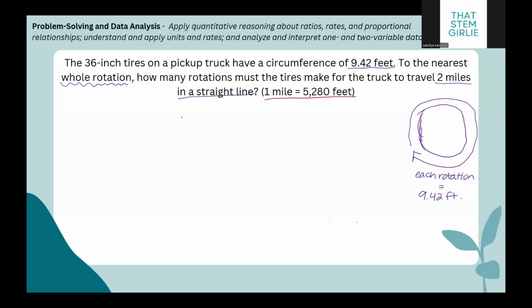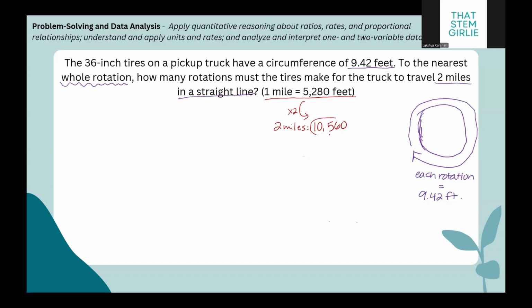So if 1 mile is 5,280 feet, if you multiply this by 2, you will get that 2 miles is 5,280 times 2, which is 10,560. I plugged that into my calculator there.